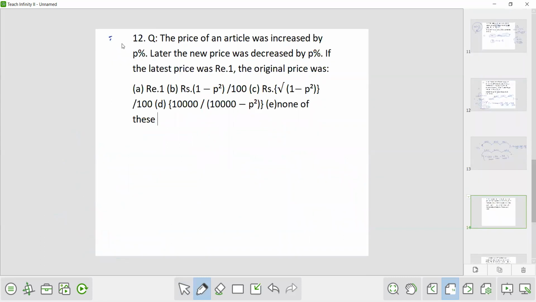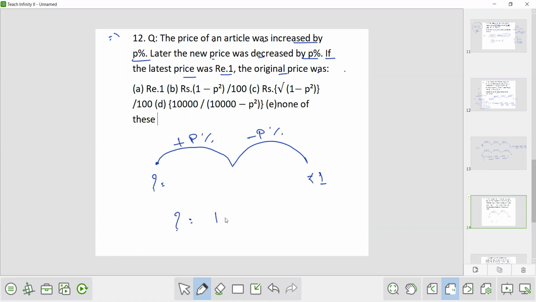Now the second question. The price of an article was increased by P%. Later, the new price was decreased by P%. If the latest price was rupees 1, the original price was... means the price of an article was increased by P%, so it got increased plus P%. Now the new price was decreased by P%, so it got reduced by minus P%. And the latest price, that is the final price, is given as rupees 1. So we have to find what is the original or the initial price. I have explained to you how to find the initial.